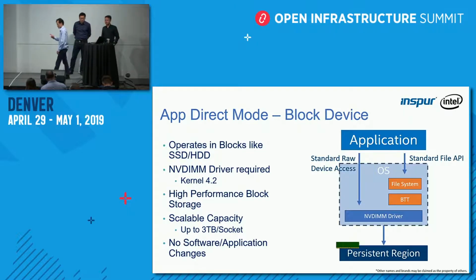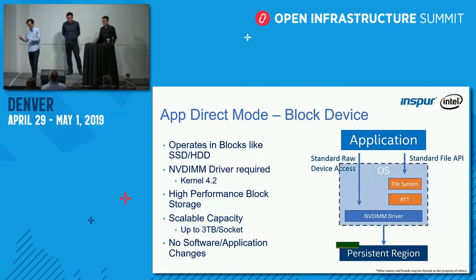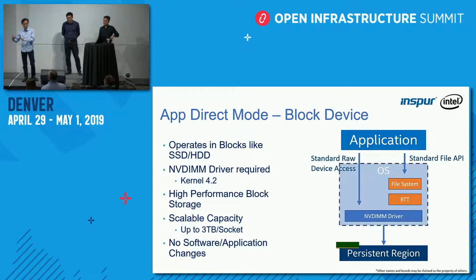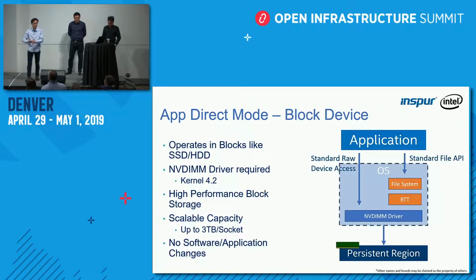In app direct mode, there's also one function or feature that you can use, which is to use the persistent memory as a block device. In this mode, it is still app direct mode, but it appears as a block device like an SSD or HDD. So if you do an lsblk, you will see it as a block device. And in this mode, there are no changes to the software as well. But you won't get the same performance as in the app direct mode that I mentioned previously, because it goes through all the OS layers.